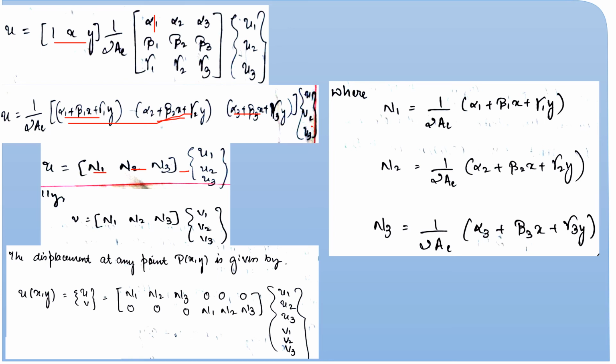So N1 will be 1 divided by 2 times the area of the triangle, into alpha 1 plus beta 1 x plus gamma 1 y. N2 is 1 upon 2 times the area, alpha 2 plus beta 2 x plus gamma 2 y, then N3 equals 1 upon 2 times the area, alpha 3 plus beta 3 x plus gamma 3 y. And you know what the values of alpha 1, alpha 2, alpha 3, beta 1, beta 2, beta 3, and gamma 1, gamma 2, and gamma 3 are. Okay.